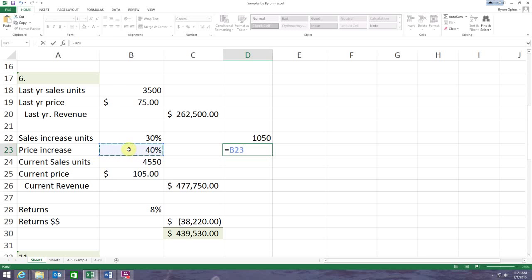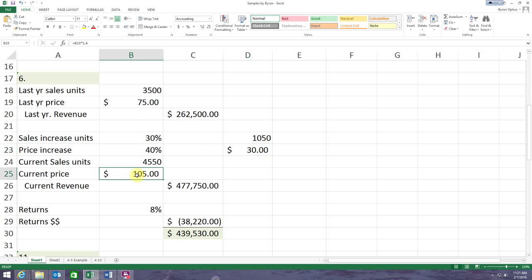This is equal to 40% times my $75. So my price went up 30 bucks. I can add that and get the 105, or I can use the other formulas just like I did above. So my new revenue is simply going to be my price per unit times my number of units. So this is simply equal to my 105 per unit times my current sales. So nearly $500,000 in sales. That's a nice little bump up in revenue.